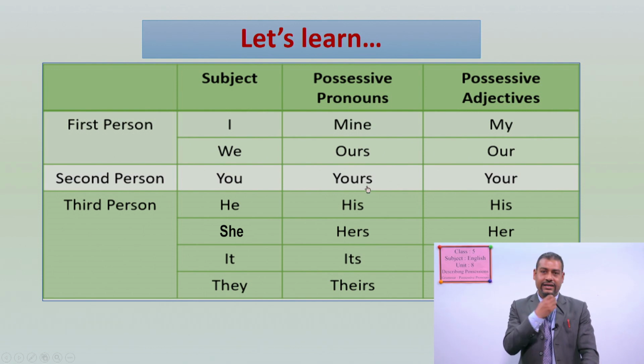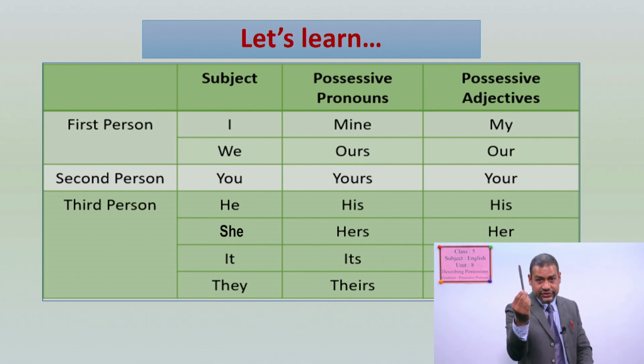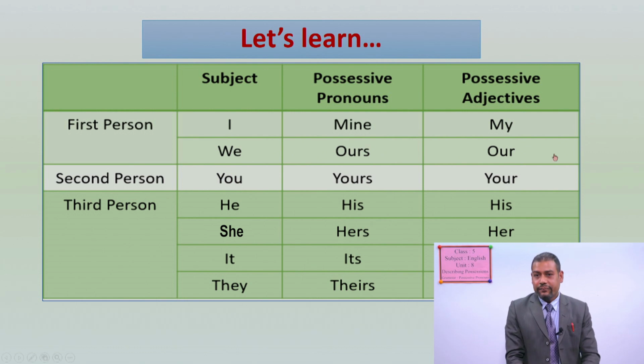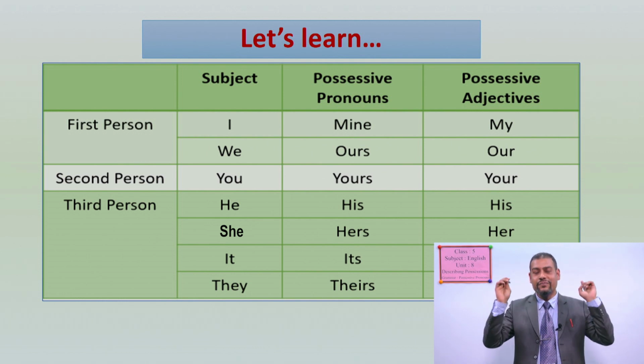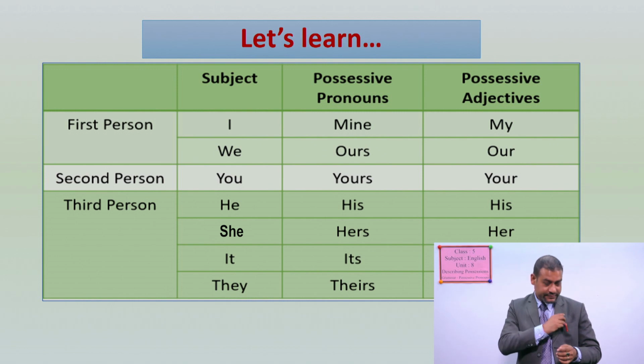For example, if this pen belongs to you, at that time I can say this is yours. Okay, this is yours. And for possessive adjectives, you have to use your only. I can say this is your pen. See, this is yours, this is your pen. So there is a difference. I will make you clear later on in the sentences. Okay.